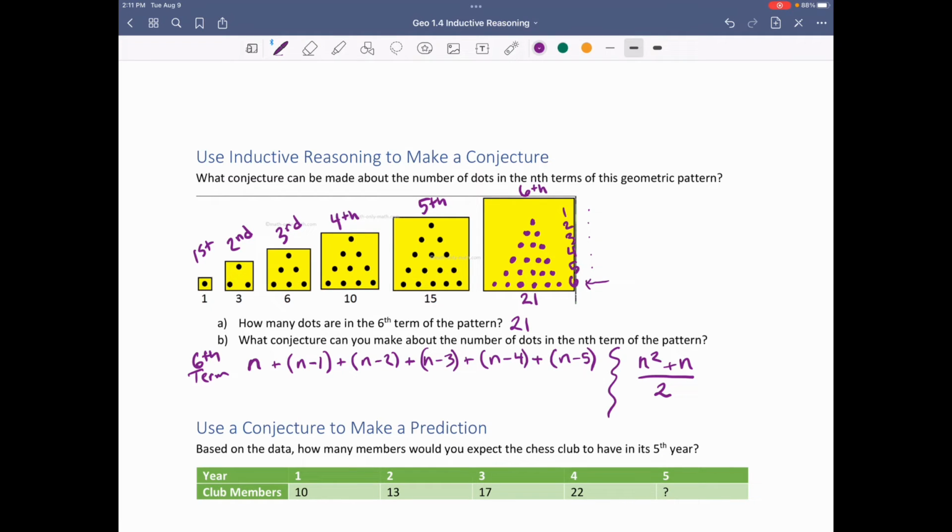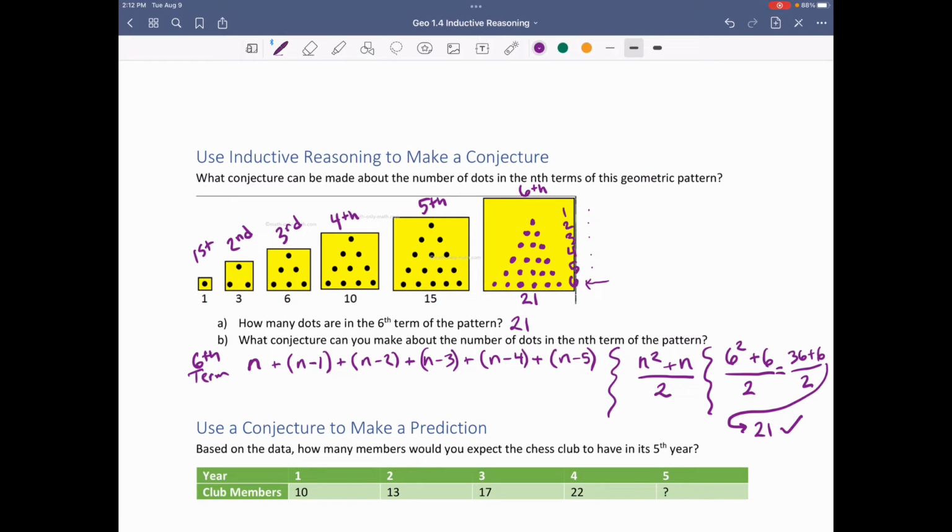And we can check that. So for the 6th term, let's check that. We'll put 6 into n. 6 squared plus 6 divided by 2. That equals 36 plus 6 divided by 2. And if we come down here, that is going to be 42 divided by 2, which equals 21. So that checks that it works.